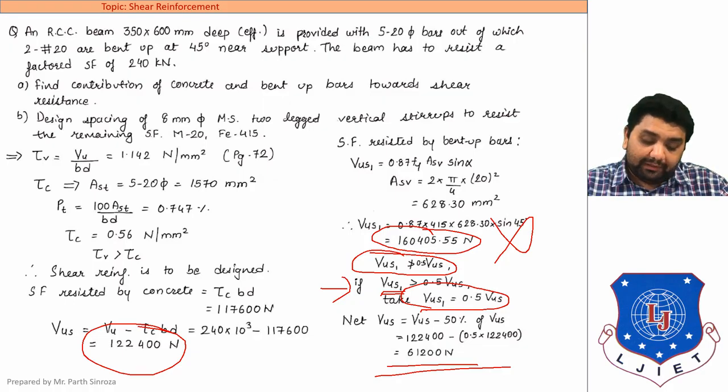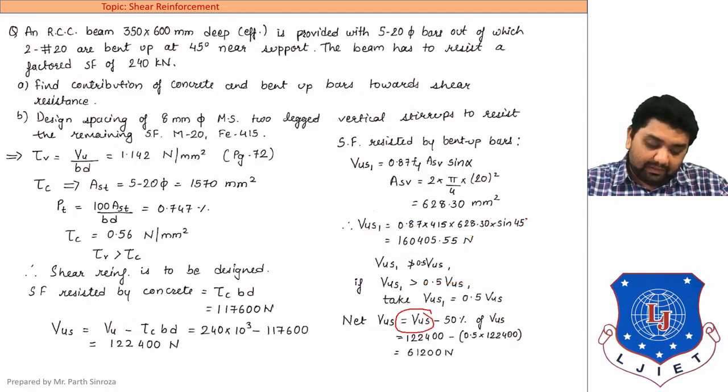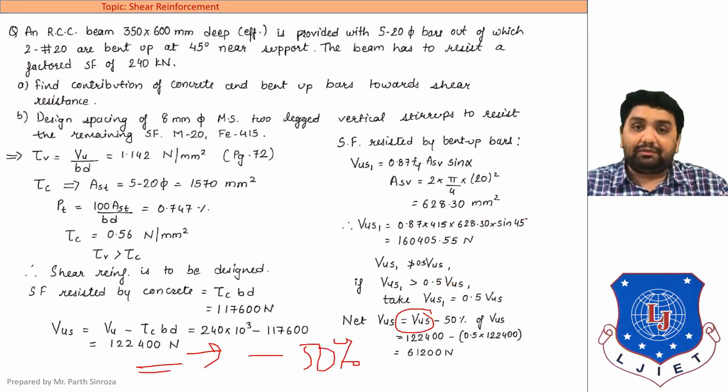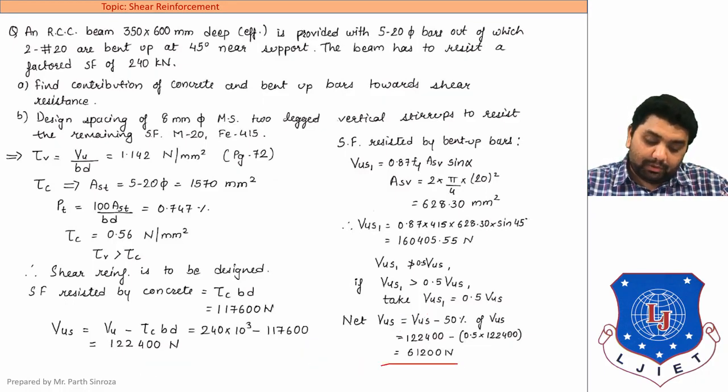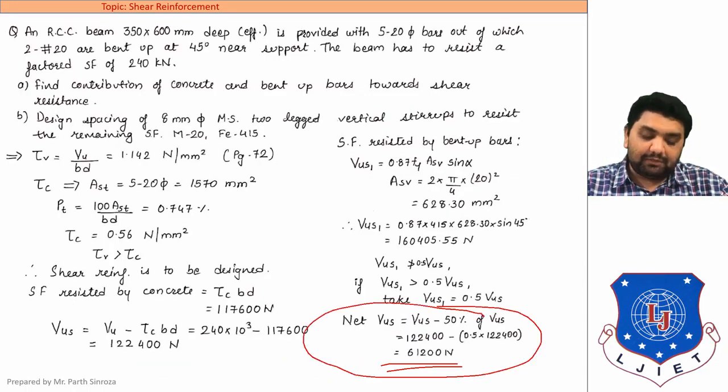Clear? So net VUS, that is total VUS, or the final value to be used in the equation, will be equal to VUS, that means this value, minus 50% of it. Clear? This value minus 50% of it. That means the answer becomes 61200 Newton. So this will be the final shear force that is to be designed for shear reinforcement.